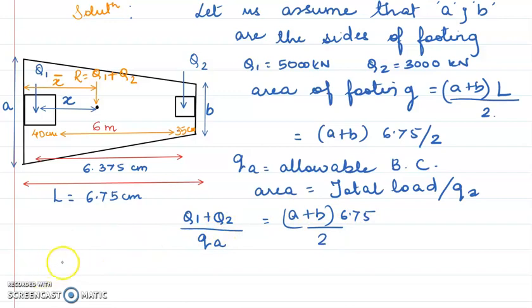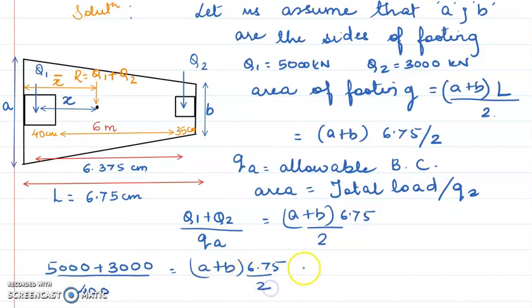Now I substitute over here 5000 plus 3000 divided by, what is QA? 400 is equal to A plus B into 6.75 by 2. This gives me an equation A plus B is equal to 5.92 meters.